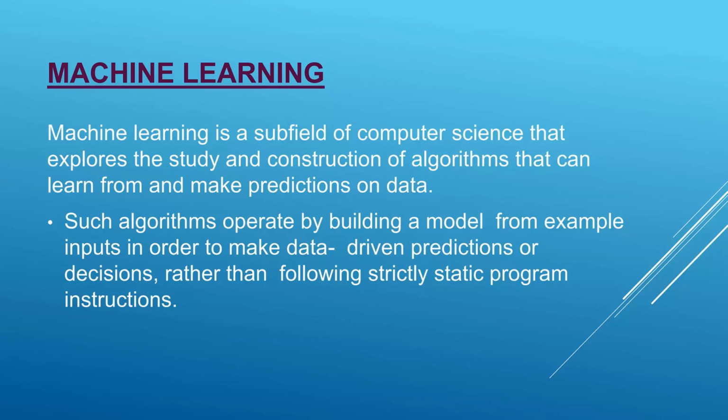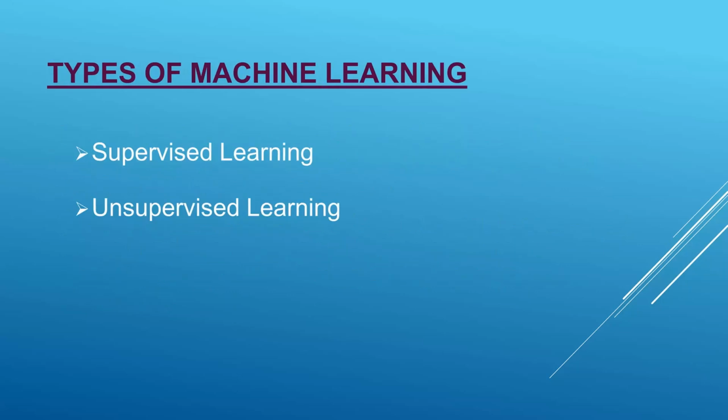Machine learning is a subfield of computer science that explores the study and construction of algorithms that can learn from and make predictions on data. Such algorithms operate by building a model from example inputs in order to make data-driven predictions or decisions, rather than following strictly static program instructions. Types of machine learning: supervised learning, unsupervised learning.